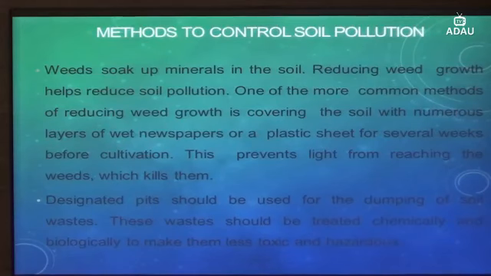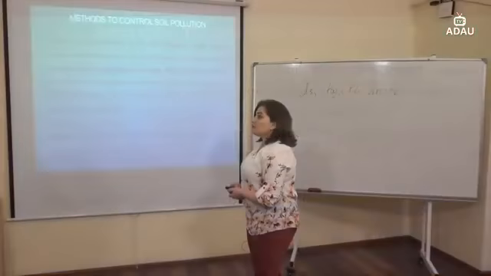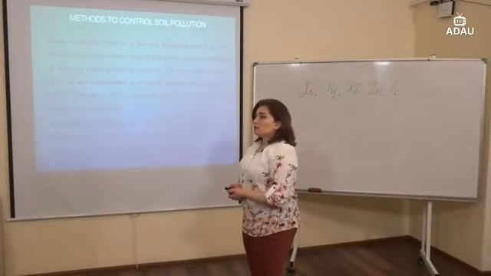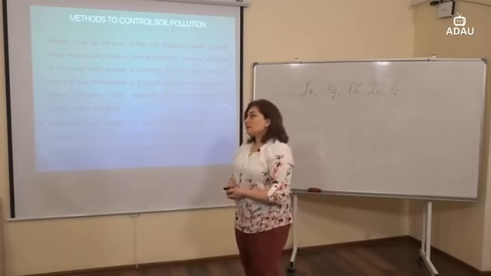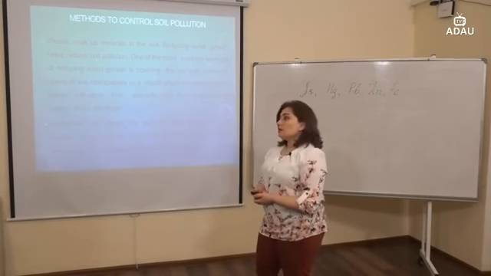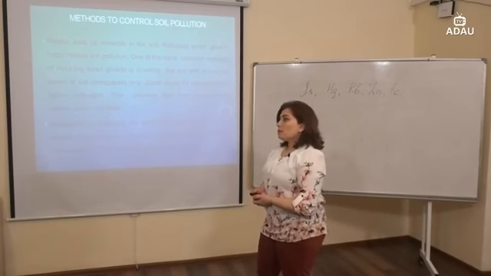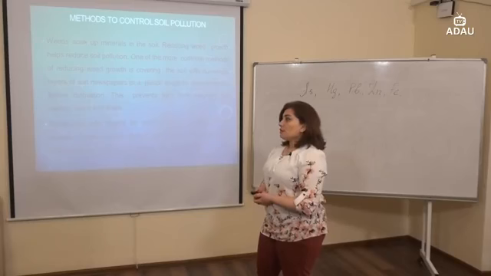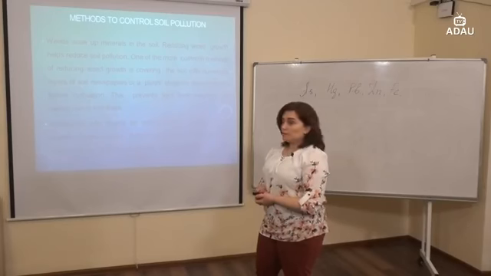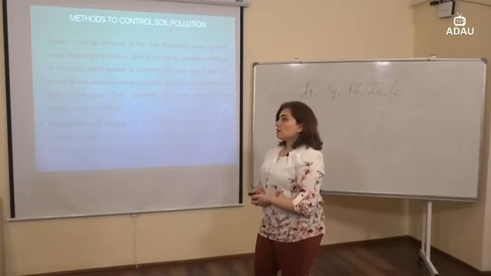Methods to control soil pollution. As we know, weeds soak up minerals in the soil. Reducing weed growth helps reduce soil pollution. One of the more common methods of reducing weed growth is covering the soil with numerous layers of wet newspaper or plastic sheet for several weeks before cultivation. This prevents light from reaching the weeds, which kills them.